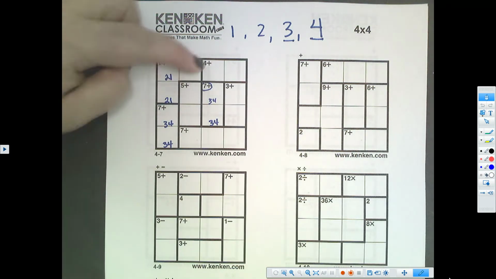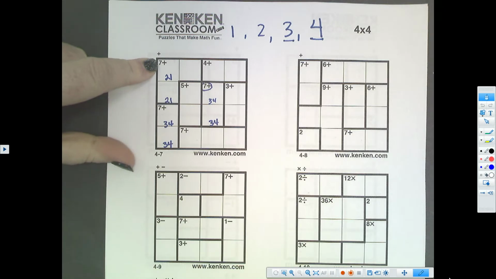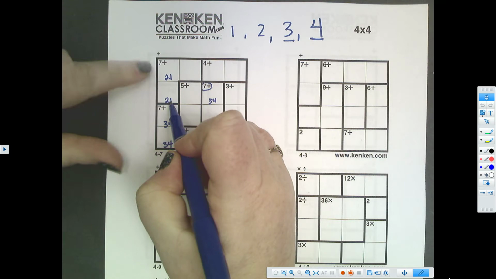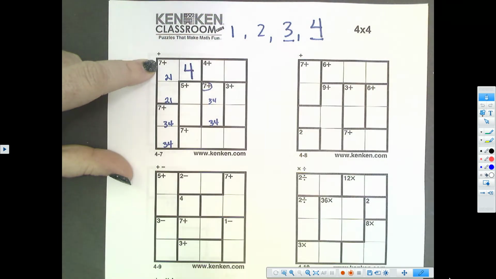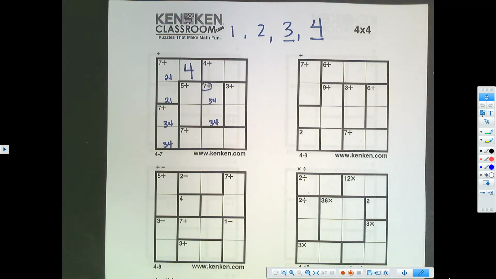Now this is 1, 2, 3 boxes that have to add up to 7. So 2 plus 1 is 3, and I still have to get to 7, so 3 plus 4 would be 7. So that fills that box in.